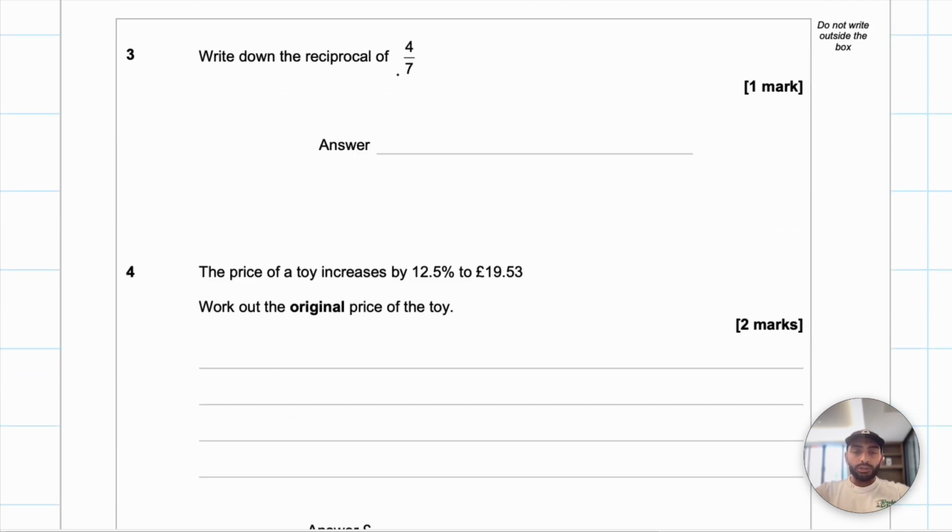Question 3. Write down the reciprocal of 4 over 7. So reciprocal just means I need to flip it, or what number is this multiplying by that would equal 1. So if I flip it, it would give me 7 over 4, and if I multiplied these together, that would give me 1.